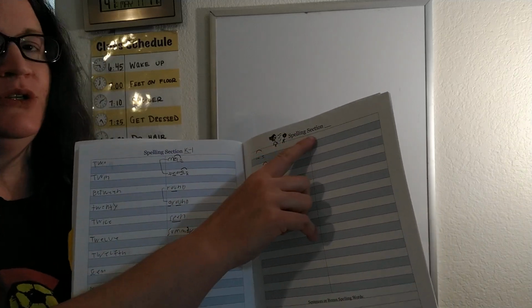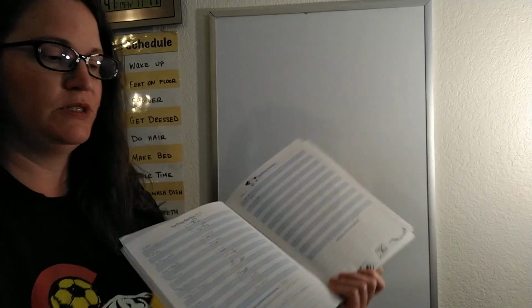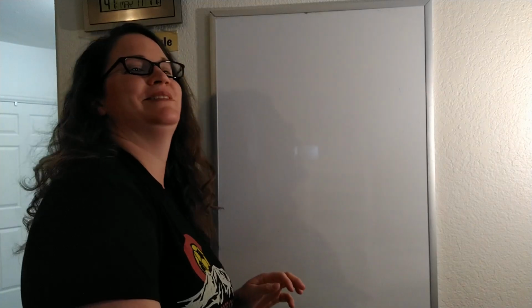Today we are starting K-2, so take your black learning log and open to a new spelling section. We're going to start on words 1 through 10 on the first blank section. But really quickly, we're going to review some phonograms. Ready?